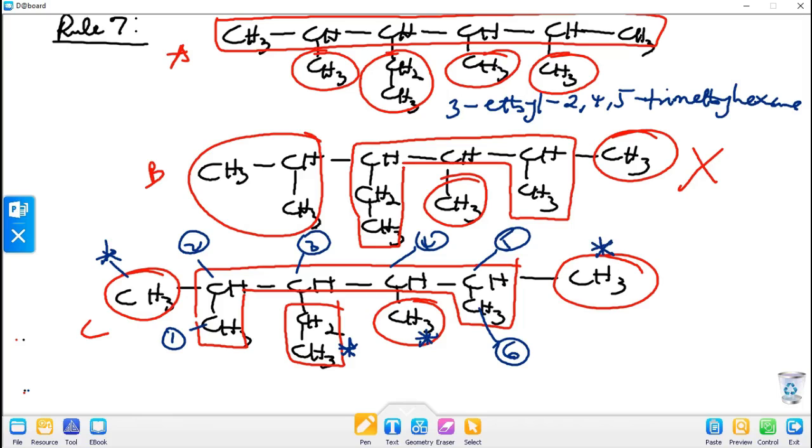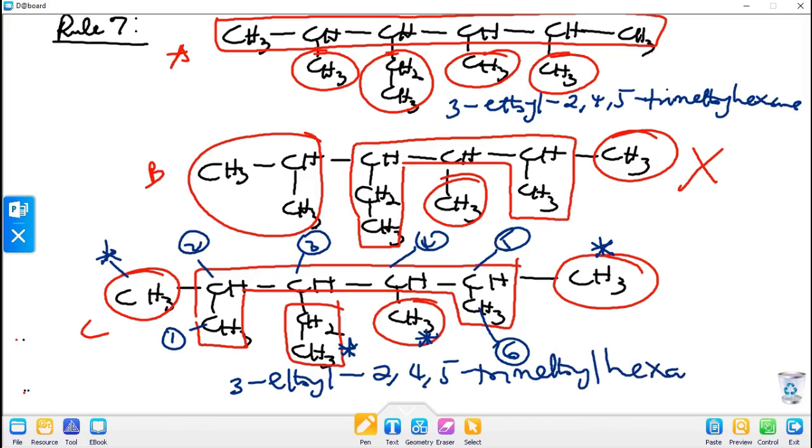So if we are to name the compound, it's still going to be 3-ethyl. Ethyl is at carbon 3, position 3. And the first methyl is at carbon 2, so it's going to be 2,4,5-trimethylhexane. The parent chain is 6 carbon atoms, hexane. So you can see it gives us the same name as what we have above. So students A and C are correct, but student B is wrong because he has only 3 side chains as compared to student A and C having 4 side chains. So that is rule 7.